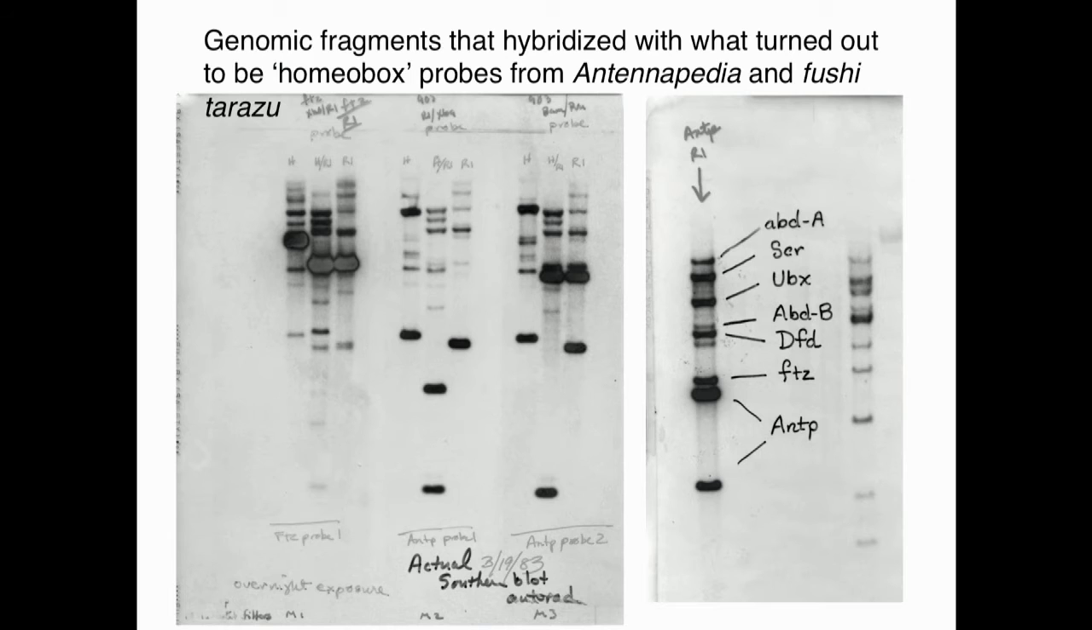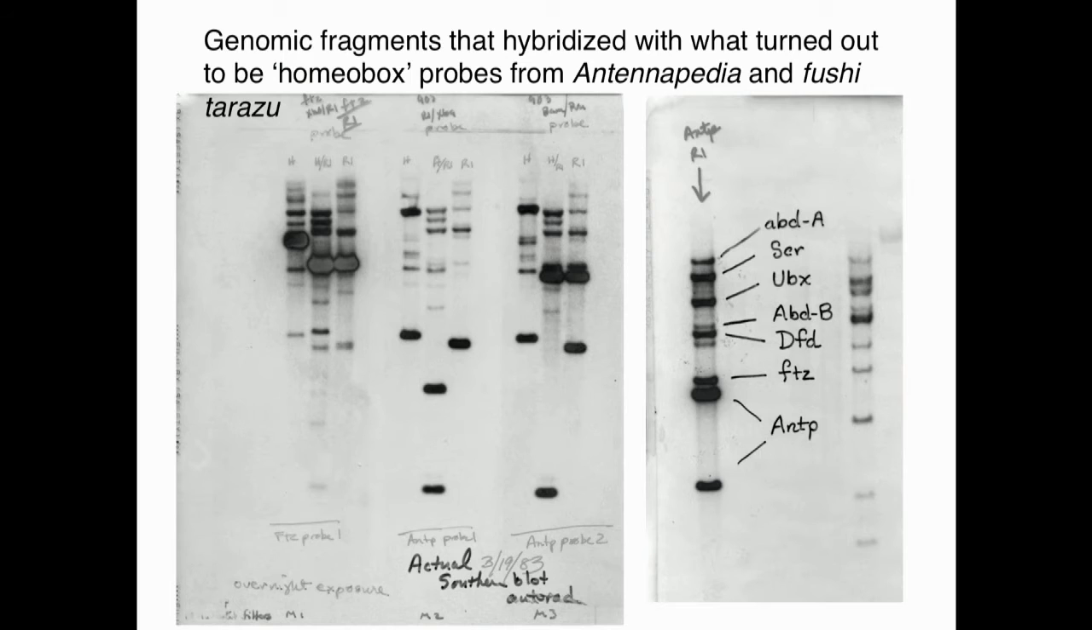Fushi tarazu, the segmentation gene, but let me remind you, fushi tarazu about 300 million years ago was a homeotic gene. It just changed recently. The Deformed gene, Abdominal-B, Ultrabithorax, Sex combs reduced, Abdominal-A, all homeotic genes of the Antennapedia complex and bithorax complex. And so we published all this very rapidly.